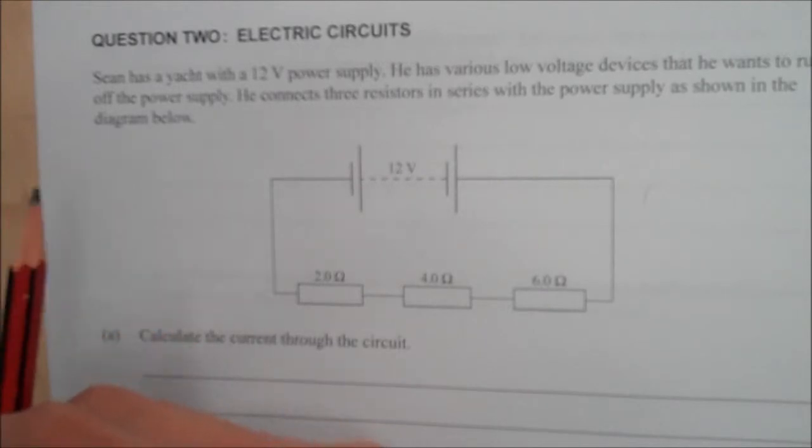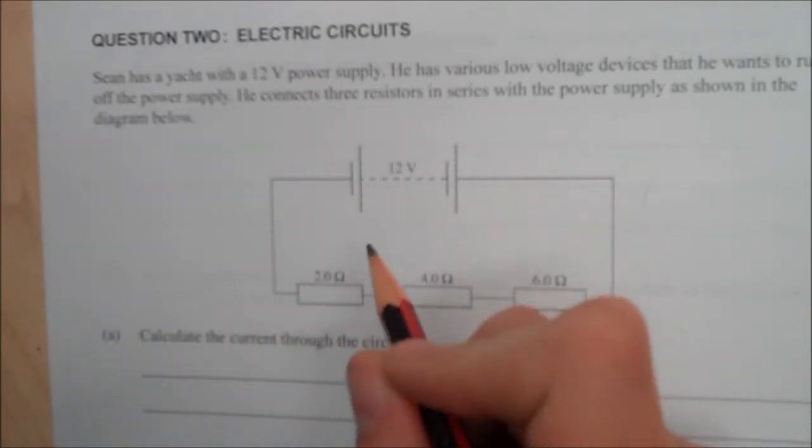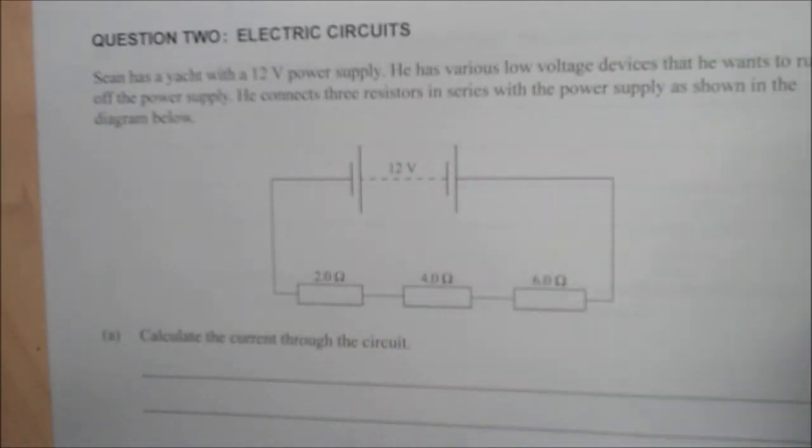So here Sean has a yacht with a 12-volt power supply. He has various low voltage devices that he wants to run off the power supply. He connects 3 resistors in series with the power supply as shown in the diagram, and we need to calculate the current through the circuit.